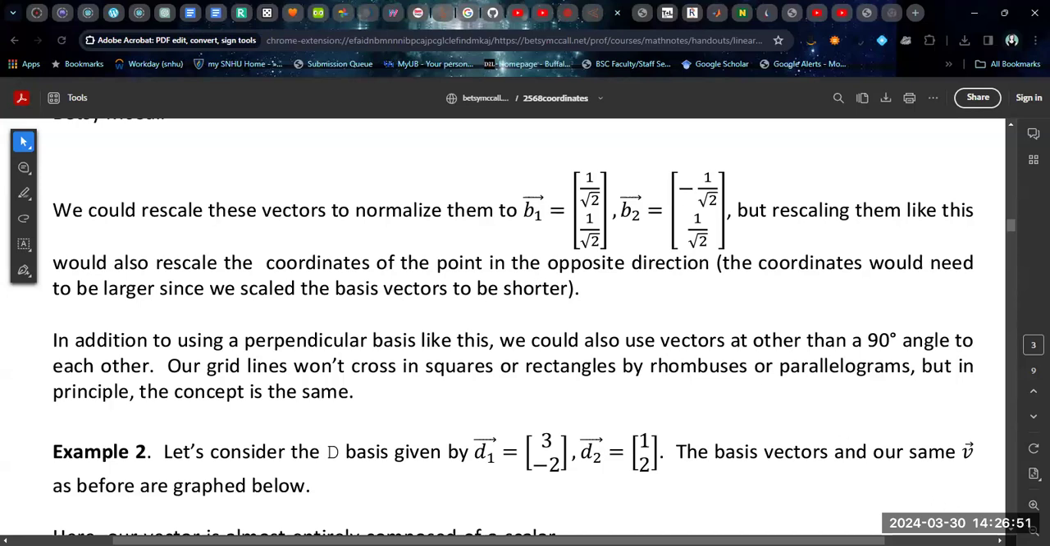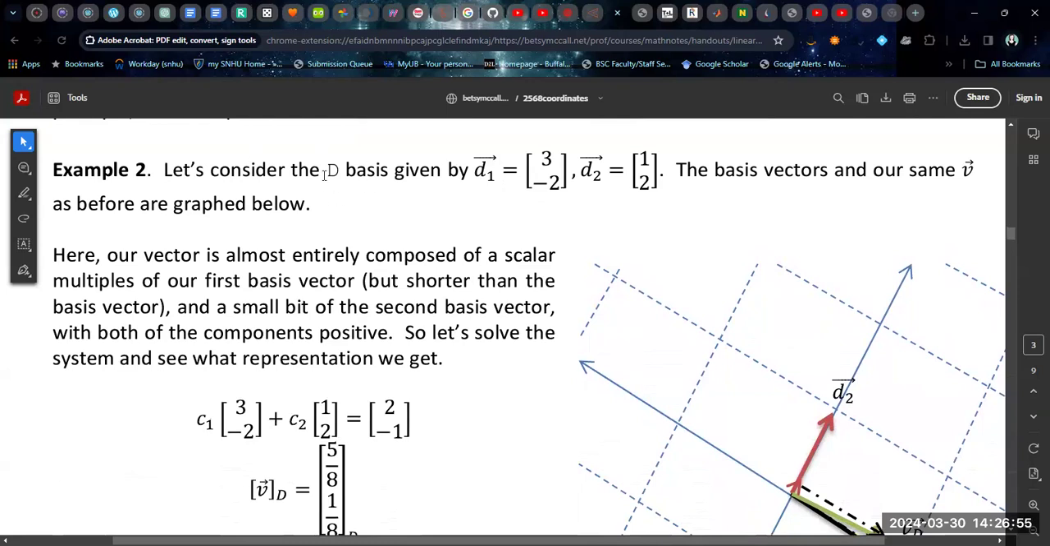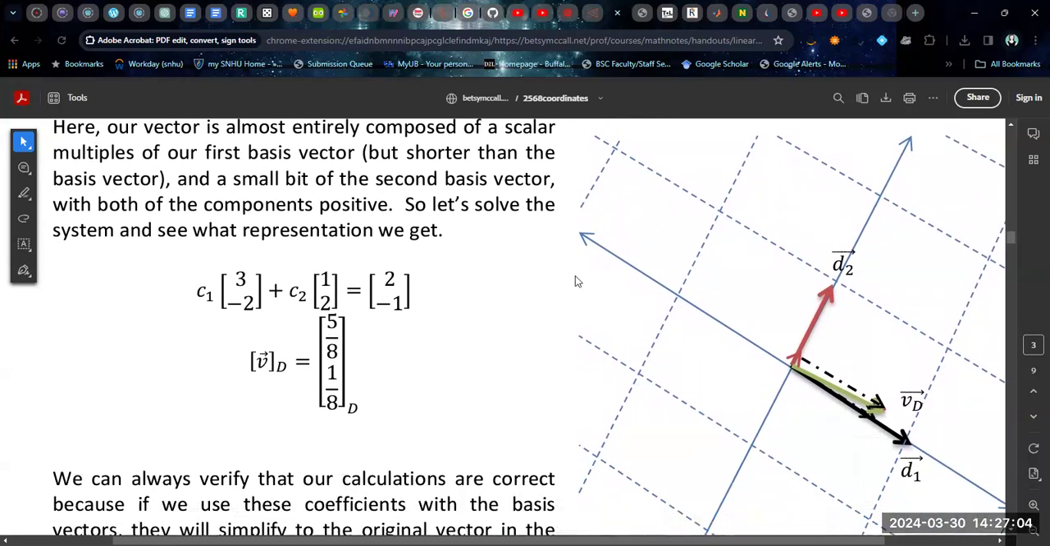Now let's look at another example. So here I have a basis D, which has basis vectors (3, -2) and (1, 2) as my basis vectors. And again, these are expressed in the standard basis. So my first basis vector is actually this black line right here. And my D2 is in this direction.